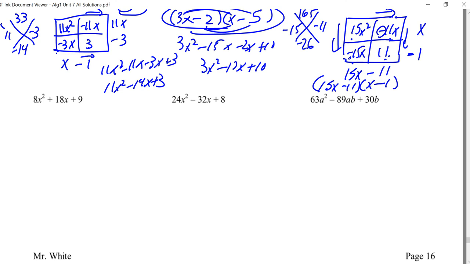Now, none of these have anything in common. I should always check that. So 8x, 18, 19, yeah. So here's the x method. 8 times 9 is 72. Put in the 18. So what are the factors of 72 that give you 18?